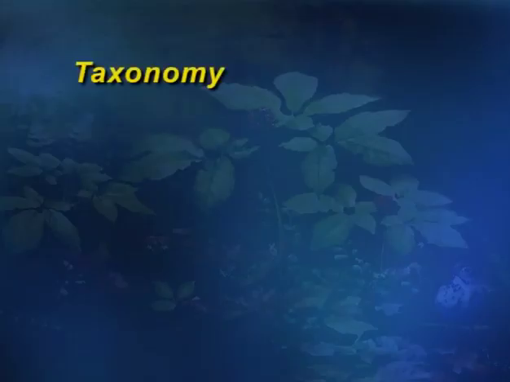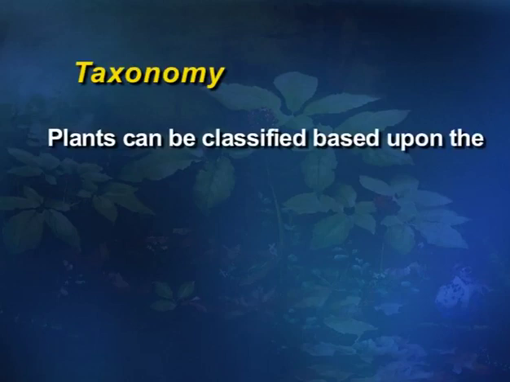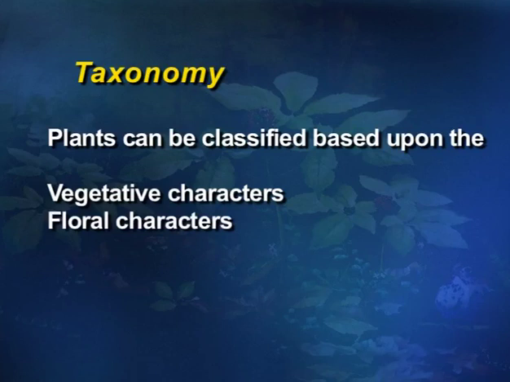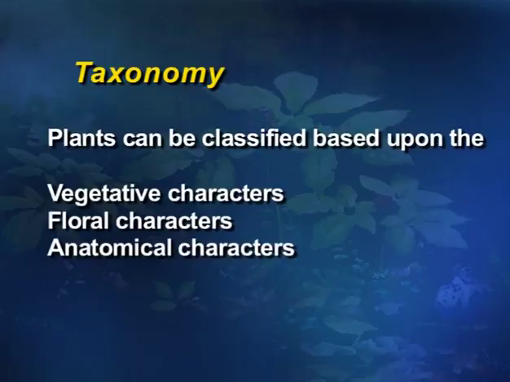The identification and nomenclature is called taxonomy. In the slide I have mentioned taxonomy. Where it is mentioned that plants can be classified based upon the vegetative characters, means leaf, stem and root, then floral characters, means flowers, anatomical characters, that means inside the leaf what characters are present, inside the fruit, inside the stem what are present.